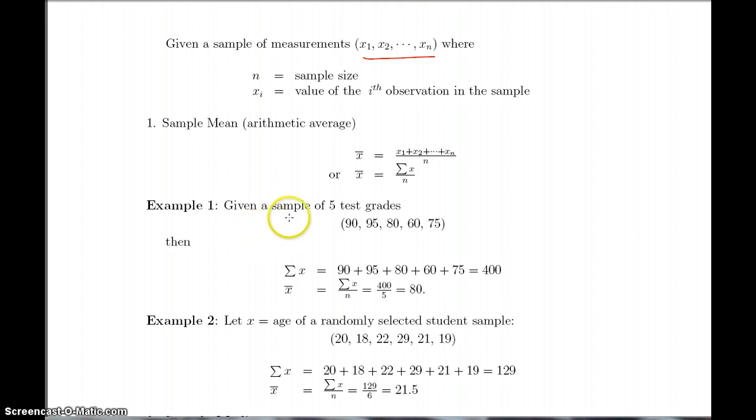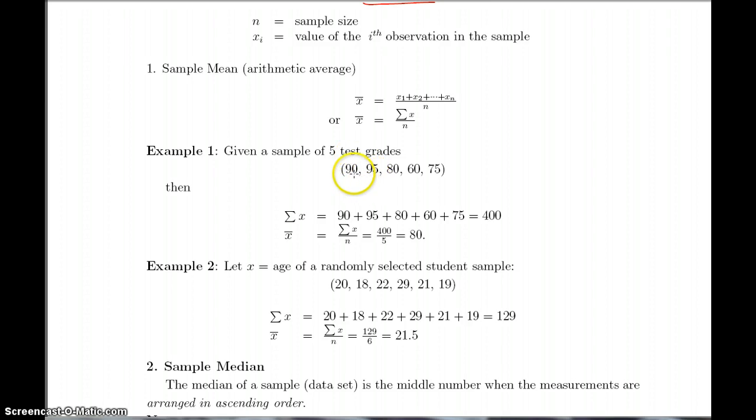Here's an example. Suppose you have a small sample. I'll illustrate these ideas with small samples, but they extend to large samples. So I have 5 test grades: 90, 95, 80, 60, and 75. To obtain the sample mean, just add them up together. That's the symbol for adding up all the measurements, which is the numerator here: 90, 95, 80, 60, and 75. So I get 400. Then I use my formula, and remember you always have to use the formula. First you write down the formula, then you substitute. The numerator is 400, and n is 5, so that's equal to 80.